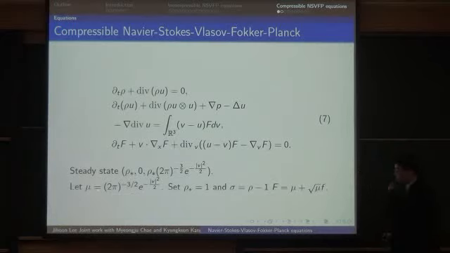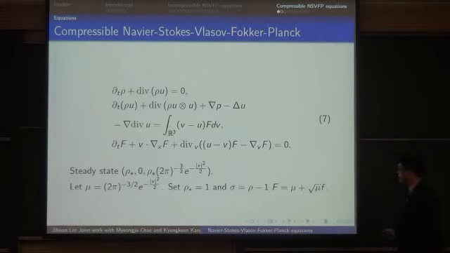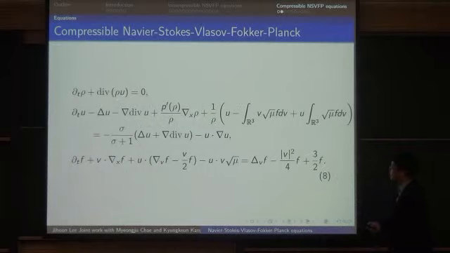For simplicity, set rho star to be 1, and also set sigma to be rho minus 1. Let me say F is mu plus square root of mu times small f. Using this notation, small f and sigma, we can rewrite equation 7 into this one, equation 8.